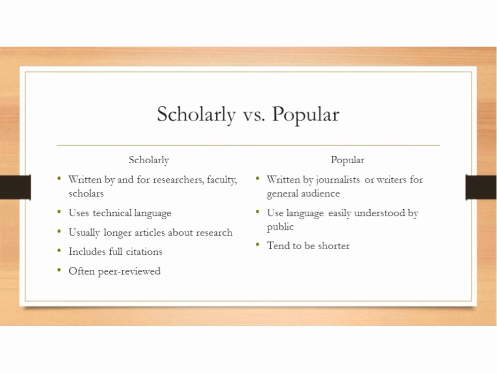I also really briefly want to go over scholarly versus popular. We talked about this in the last workshop, but scholarly is written by and for researchers, faculty, and scholars. It uses technical language, has longer articles about research with full citations, and it's peer-reviewed. This is the biggest difference, the peer review process. Popular literature is written by journalists or writers for a general audience, and it uses language that's easily understood by many different age groups and populations, and it tends to be shorter.